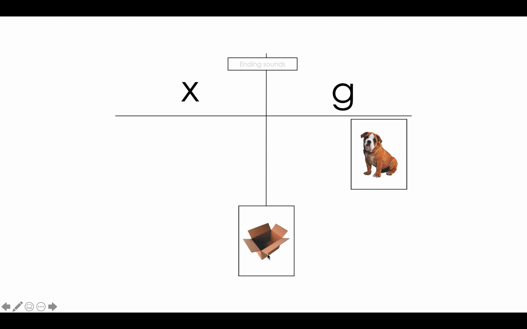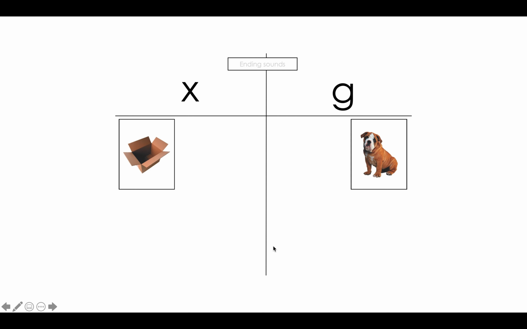Great job. Pop or chop all the sounds in box with me. B, a, x. What is the last sound that you hear? The ending sound. Point to which one you think is the last sound. You're right. The last sound in box is x. Pop or chop all the sounds in ox with me. Ox. What is the last sound that you hear? Point to it. You're right. The last sound in ox is x.